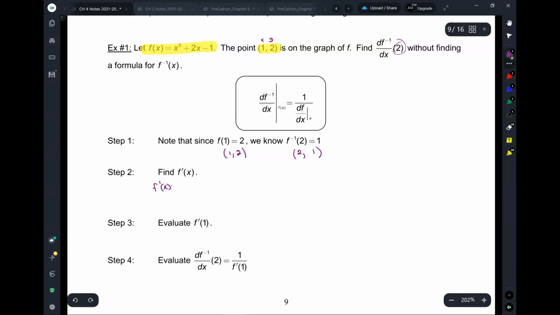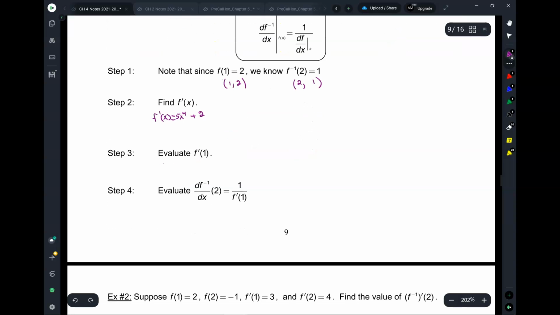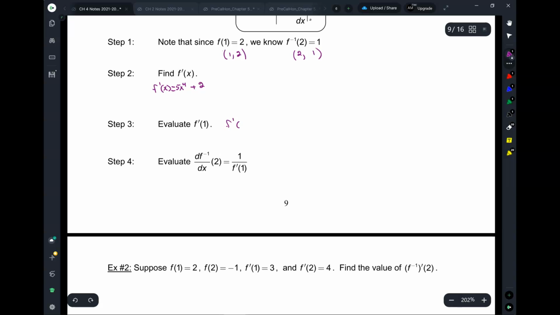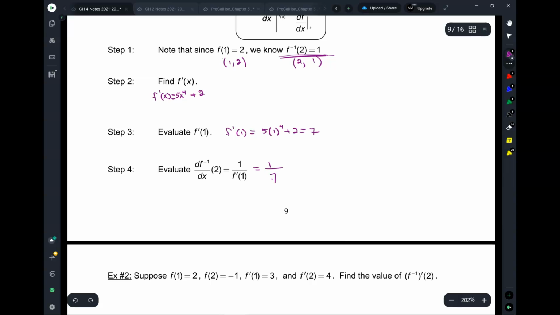F prime of x is 5x to the 4 plus 2. F prime at 1 is 5 times 1 to the 4 plus 2. That's a 7. This is the slope at that point of the original function, at x equals 1. At its corresponding point, the derivative of the inverse is the reciprocal, 1 over 7.